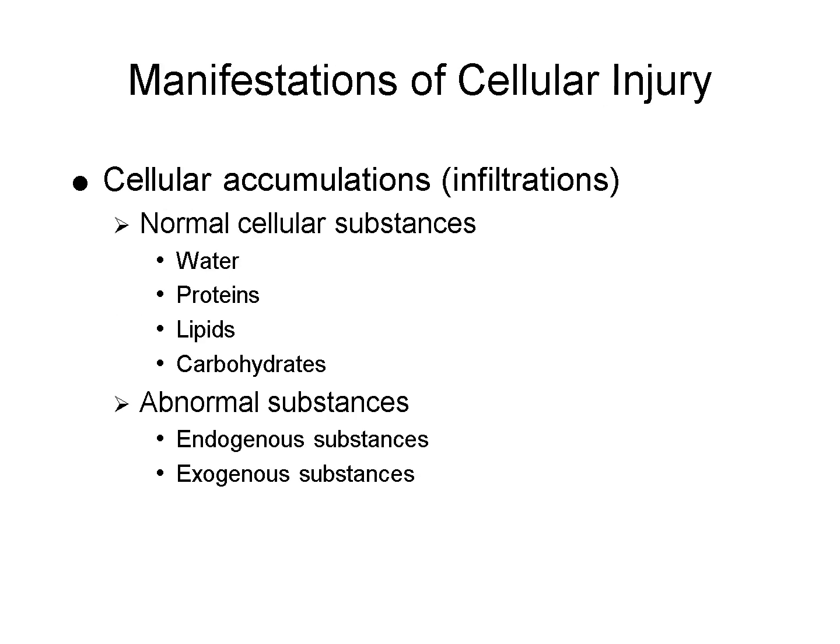One of the major manifestations of cellular injury is the accumulation or infiltration of various substances within the cell. Normal cellular substances, such as water, proteins, lipids, and carbohydrates, can accumulate when metabolic processes are disrupted. In addition, abnormal substances may also build up. These can be endogenous, produced within the body, or exogenous, originating from outside sources. These accumulations can impair cellular function and contribute to disease development if not properly managed.